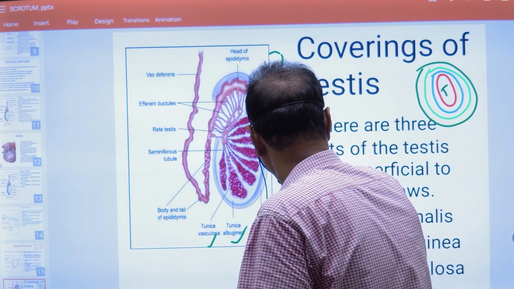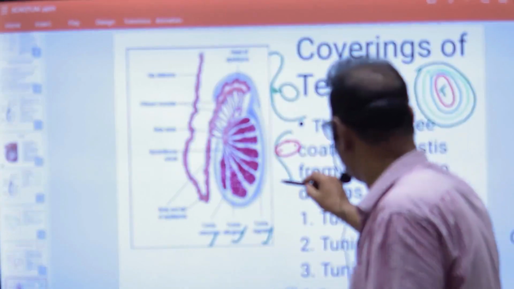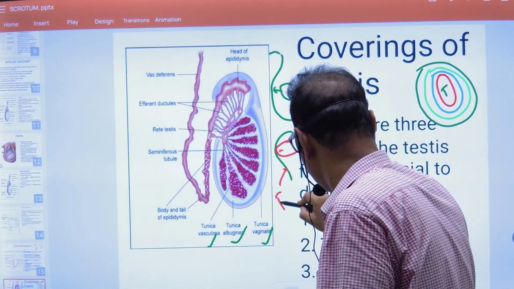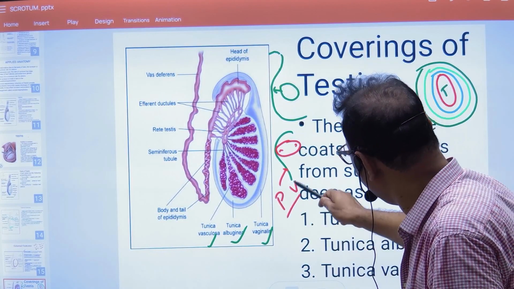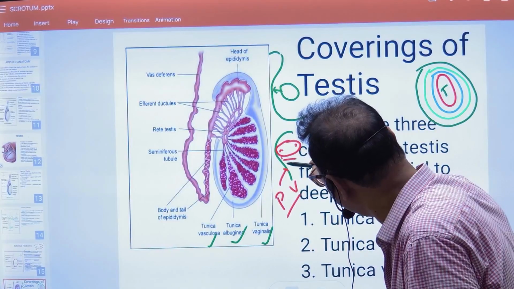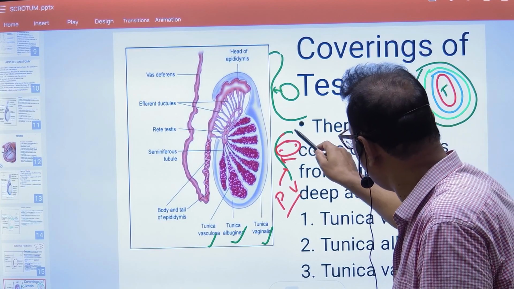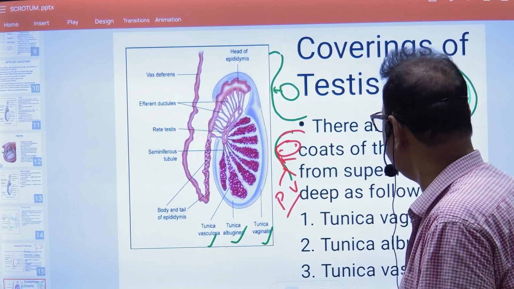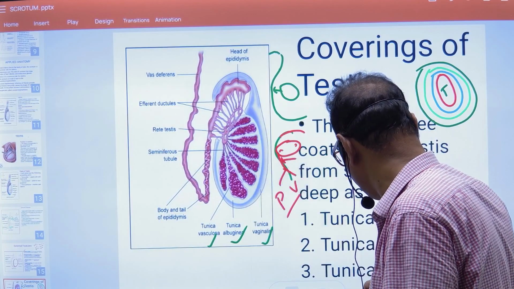If this is anterior, this is posterior. So this is the processus vaginalis. In this processus vaginalis, the testis will push in from the anterior. So what will happen? It will get 2 layers of the outer covering.